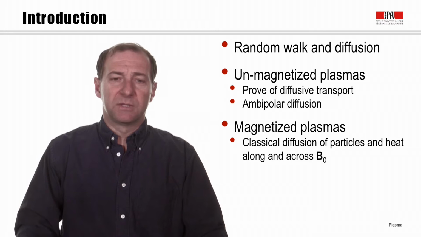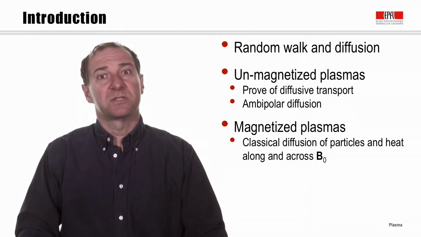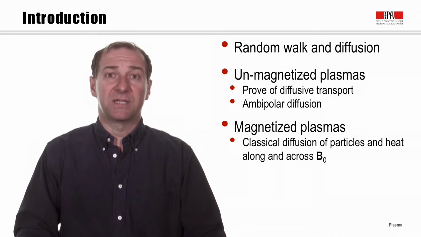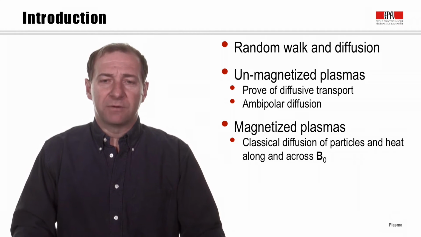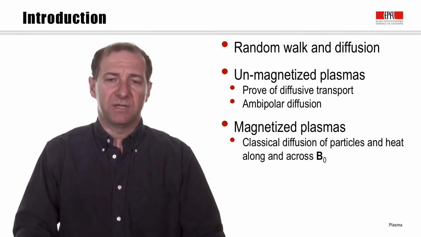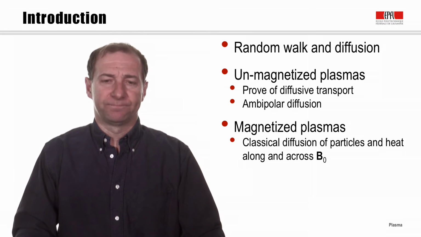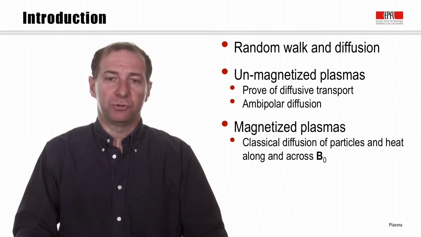We will prove that the heuristic random walk model does indeed correspond to the diffusion process in the case of an unmagnetized plasma. And we will see how the plasma sets up an intrinsic electric field to maintain quasi-neutrality, called the ambipolar field, and how this leads to a diffusion that is equal for ions and electrons. This is the so-called ambipolar diffusion.